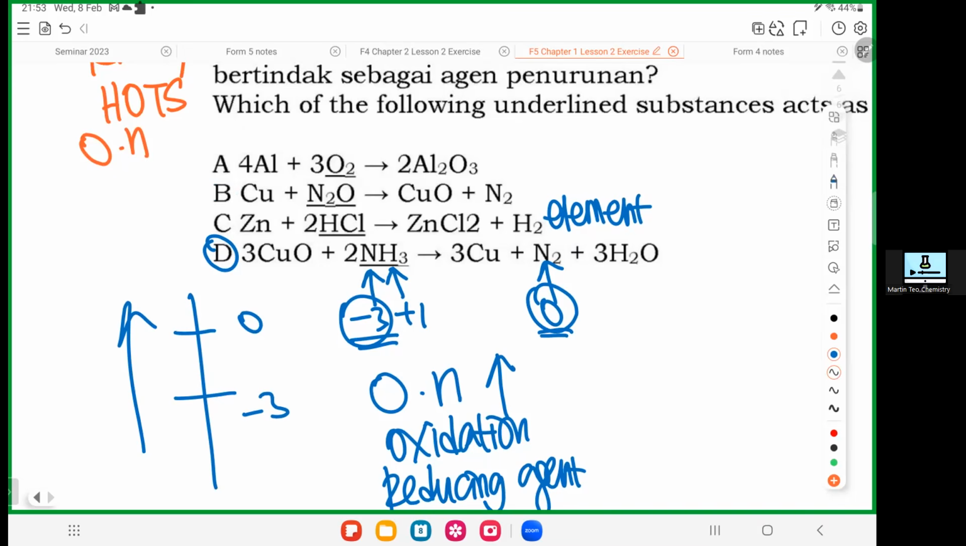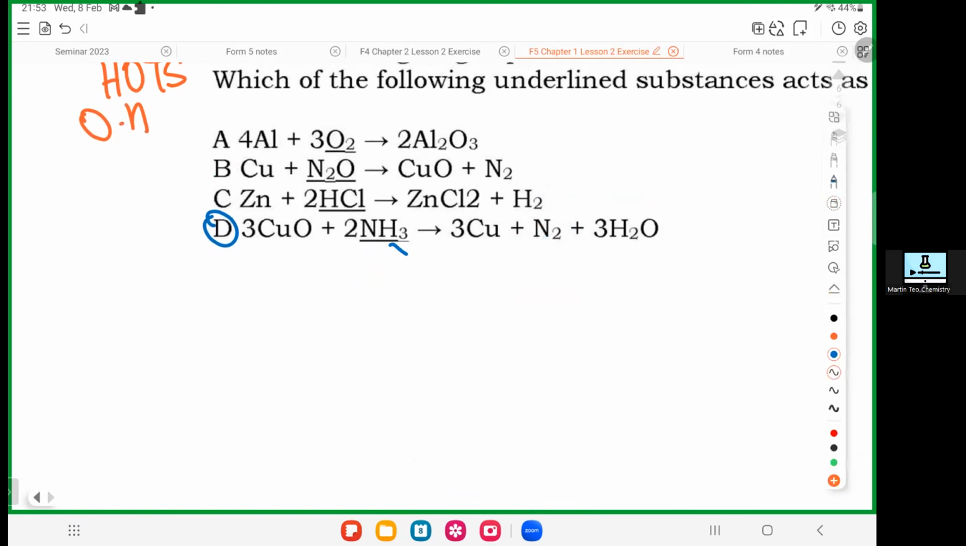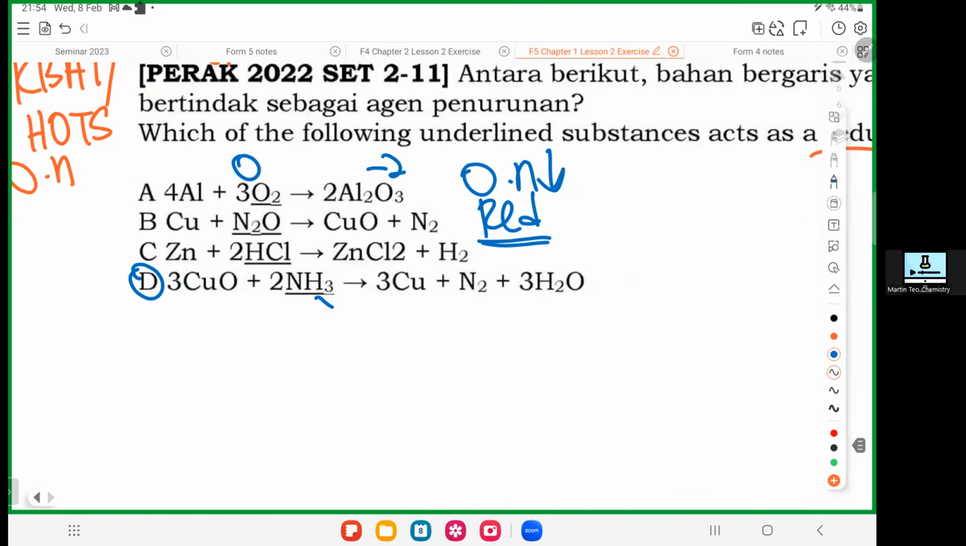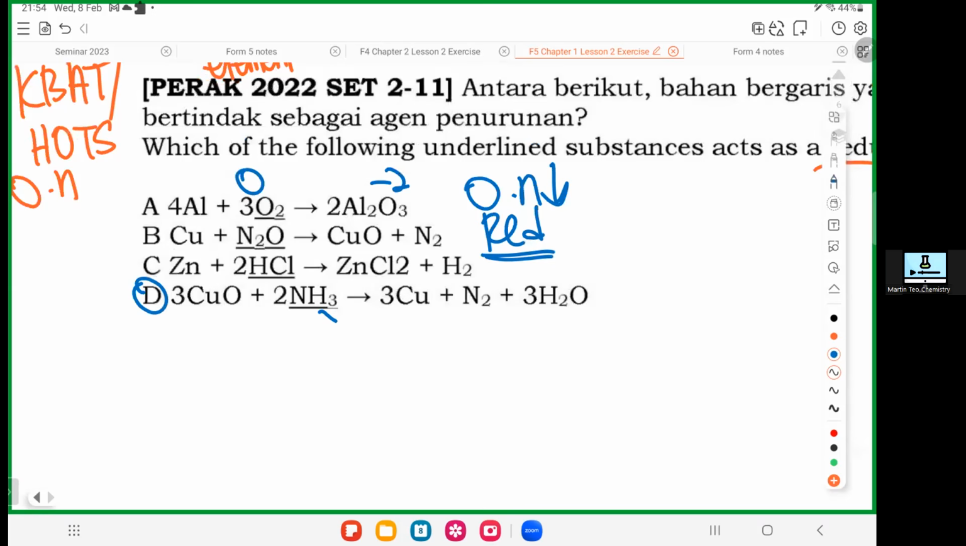The first question, Haida is asking why the first one is wrong again. Just now, the first one, we used the oxidation number method. Oxygen here, O2, is element, 0. The oxygen here is -2, right? 0 to -2, oxidation number goes down, reduction. Reduction process is the oxidizing agent, but we are looking for the reducing agent. That's why answer A is wrong. Are you okay with this, Haida?